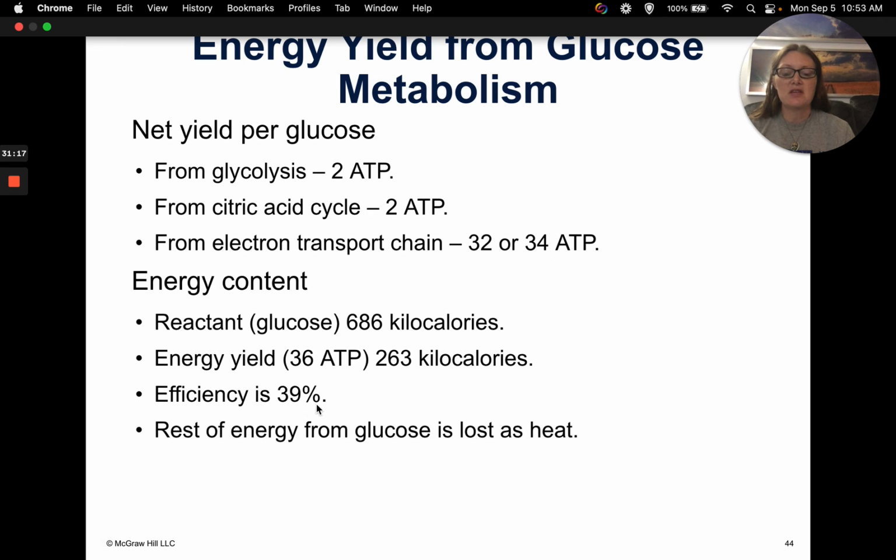The efficiency is 39%, which is not too bad considering how much energy our body needs. The rest of the energy from glucose is lost as heat. Again, we talked about how energy is not a cycle. Energy travels in one direction, and a lot of that energy is going to be lost as heat. But we are still able to get a good chunk of energy from this cellular respiration process.